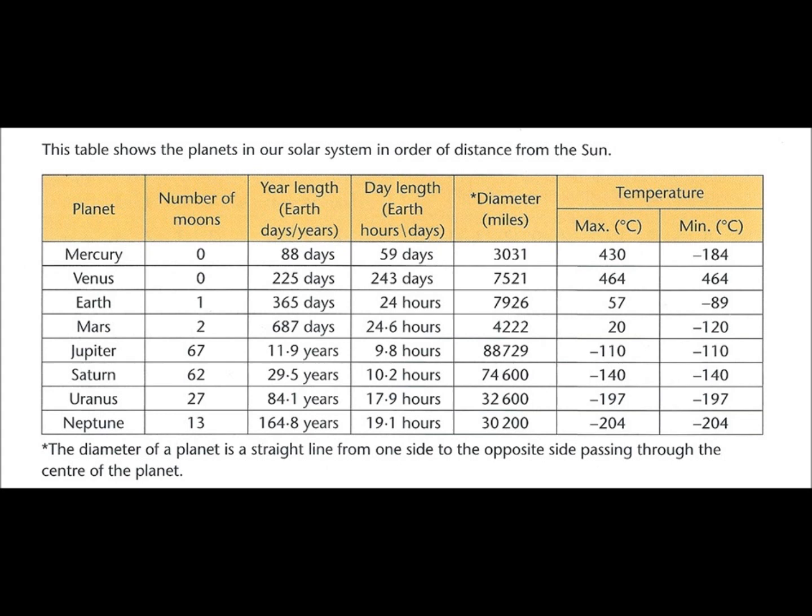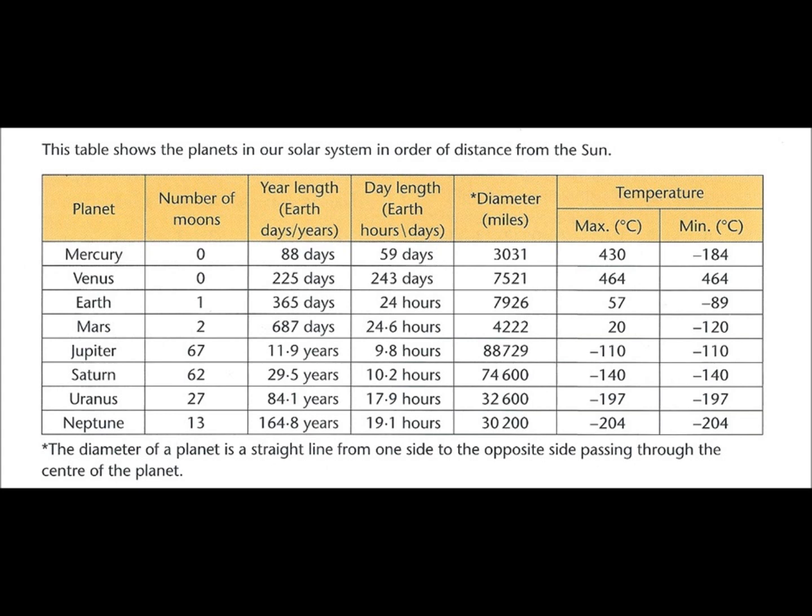Now, on the screen at the moment we have a table, and the first thing that's very important to do with any sort of information, any sort of table, is to read all the headings and the columns and rows, and to read the title and the explanation of what the table is actually showing. What sort of information is the table displaying? So at the top, I'm going to simply read what's on the screen. This table shows the planets in our solar system in order of distance from the sun.